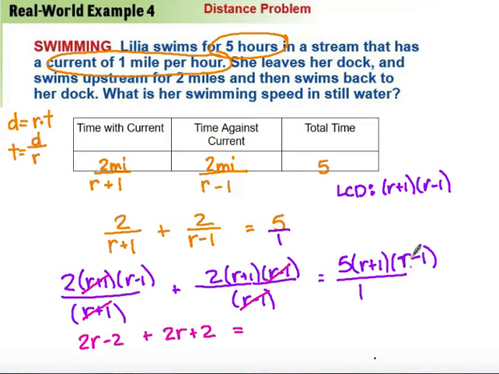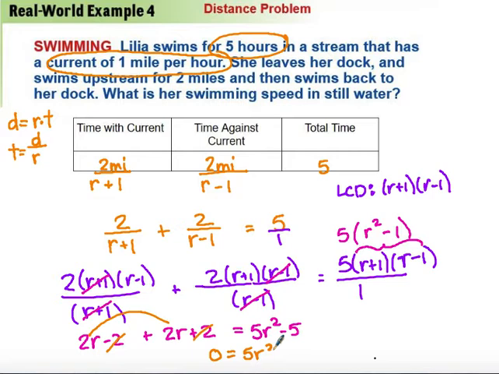Nothing's going to simplify in the left, so I'm going to simplify 2r minus 2 plus 2r plus 2 is equal to, now I'm going to have to simplify this first. That'll give me r squared minus 1 because that's the difference of squares. And then I'll distribute that 5 to it, and that's going to give me 5r squared minus 5. So now I'm going to simplify this, and my 2's are going to cancel. So I'm going to have 4r here, and I'm just going to take that to the other side right now. That'll give me 5r squared minus 4r minus 5.